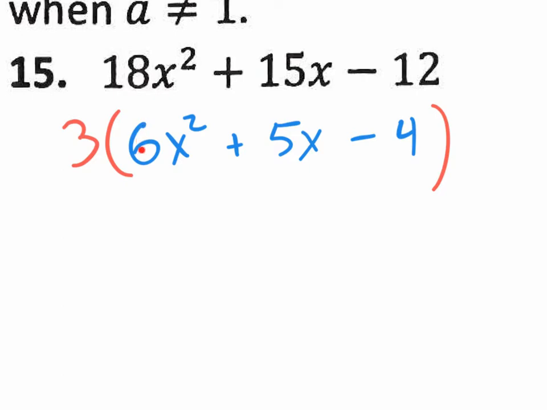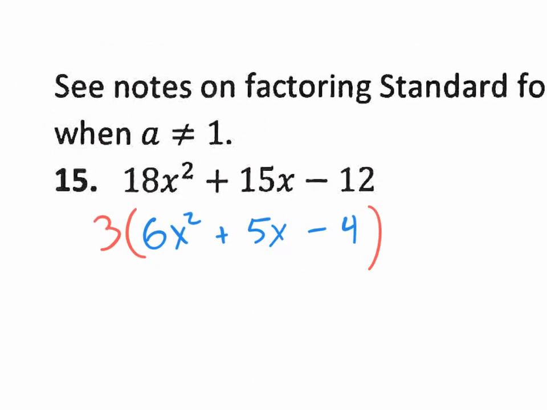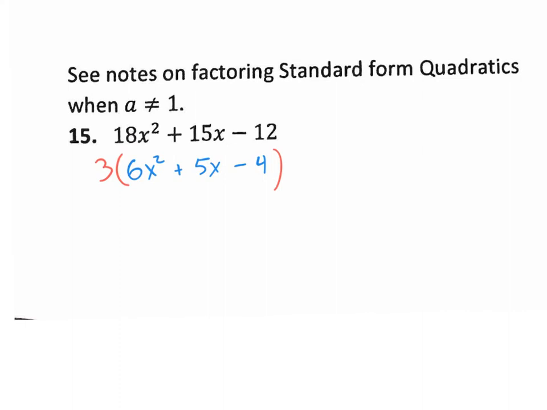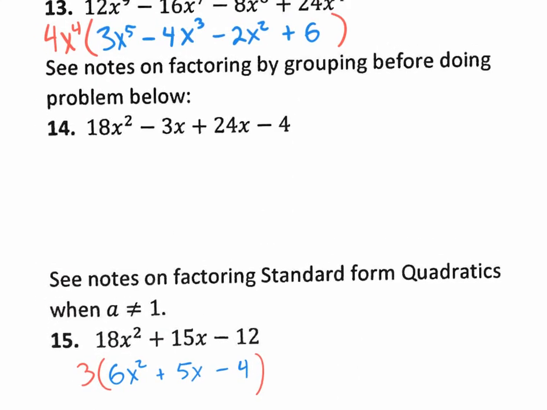Now, if this 6 wasn't there, yeah, you'd be able to do parenthesis, x, think what times what is negative 4 that if I add together is positive 5. But there's this a value of 6, and that's throwing us off because we don't know how to factor standard form quadratics when the a value is not 1. So we need to go to our notes and find out how to factor by grouping. And we also need to find out how to factor quadratic trinomials when the a value is not 1. Okay, so let's actually turn to our notes from last week.